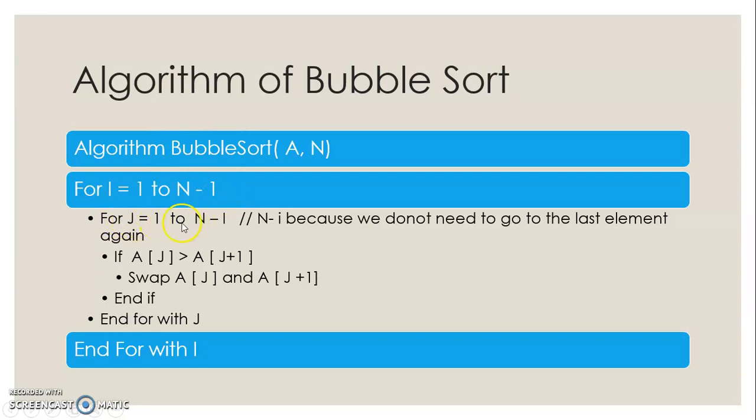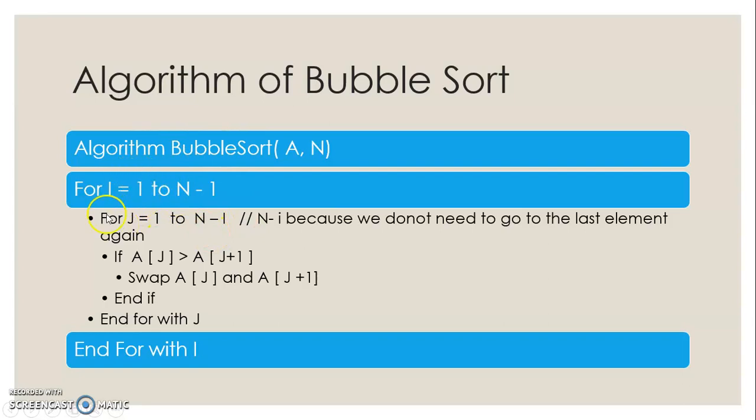Then the second loop goes from 1 to n minus i, because we are already sorting the highest element in the last position. So we know that in the n minus ith position we have the largest element. So we don't need to touch it because we are trying to find the second or the third or the fourth largest element in the array. Therefore, the second loop will work from 1 to n minus i, where the value of i will be taken from the outer for loop.